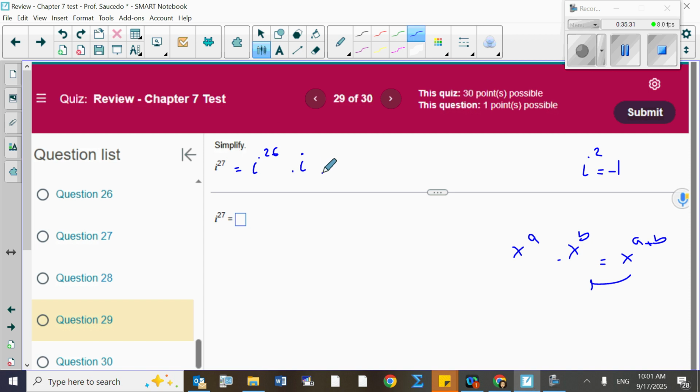On the other hand, since i squared equals negative 1, I'm going to look for i squared in the first term. This is i squared to the power of 13, because 2 times 13 makes 26, times i. I know i squared is negative 1, so negative 1 to the power of 13 times i. Negative 1 to the power of an odd number keeps it as negative 1. Negative 1 times i will be just negative i. So this is your answer.